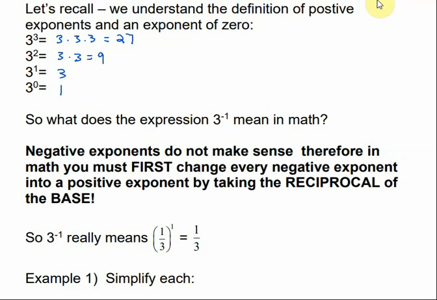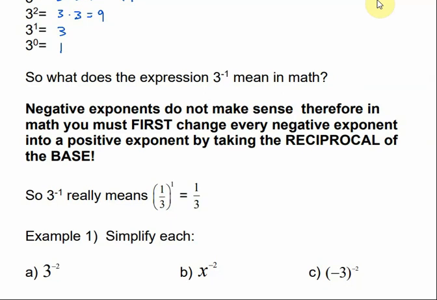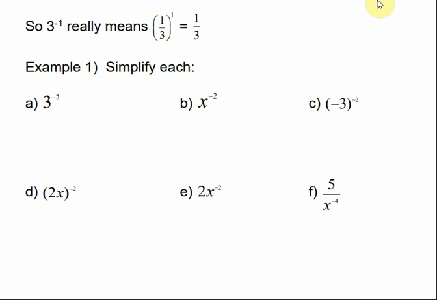So what does the expression 3 to the negative 1 mean in math? Well, negative exponents don't make sense. So the first thing that we have to do if we see a negative exponent is get rid of it. And we get rid of it by taking the reciprocal of the base. So 3 to the negative 1 really means 1/3 to the positive 1. So to make this negative a positive, we just flip the base. And when we take the reciprocal of the base, that turns the exponent to a positive.